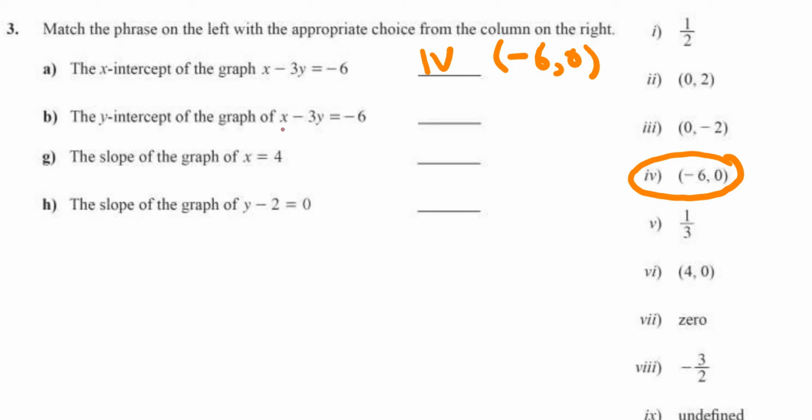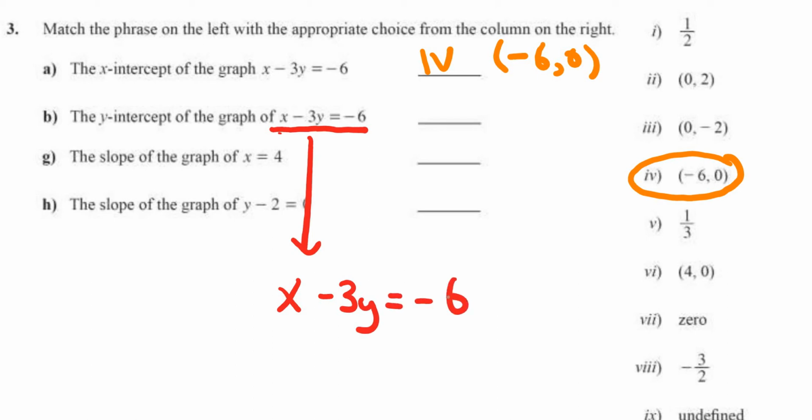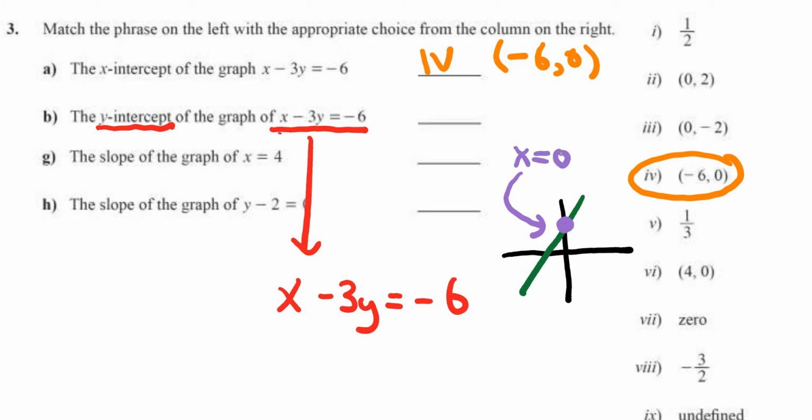For 3b, let me rewrite this down here: x minus 3y equals negative 6. For this question, I want to find the y-intercept. If I think about any kind of graph, here is my y-intercept, this purple dot. I don't know how high that is, but I do know that the x value is going to be 0. So how does that help us with our particular problem?